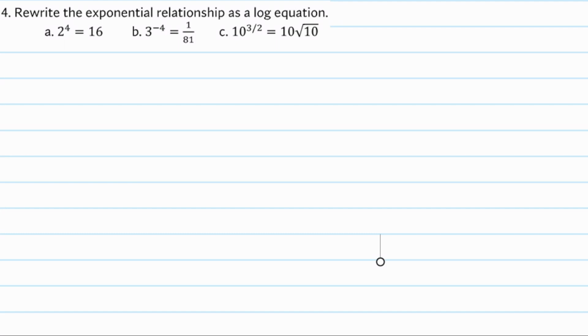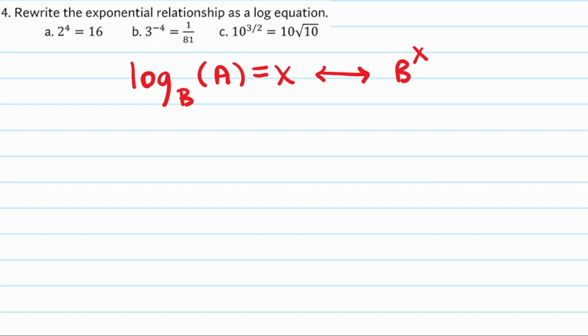Okay, next we're going to rewrite the exponential relationship as a log equation. And for us, that's just going to look like using the definition of a logarithm. So remember that log base b and argument a equaling x is equivalent to base to the x power. Remember, the log is the exponent. That's equal to a. Okay, so that's what we're going to be using here.